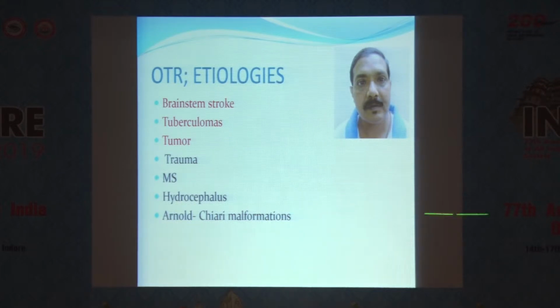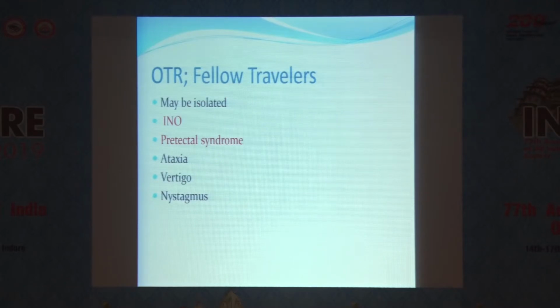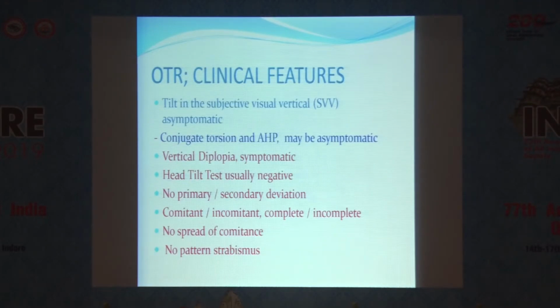Other things can be there, but most important are tuberculomas and stroke in our country. Now, other fellow travelers could be internuclear ophthalmoplegia and pretectal syndrome. Now, the clinical features will be that there is a tilt in the subjective visual vertical, which the patient is not aware of, though there is a problem. There is a conjugate torsion and ocular head posture, as we were saying, but these may again be asymptomatic. The vertical diplopia is often symptomatic.